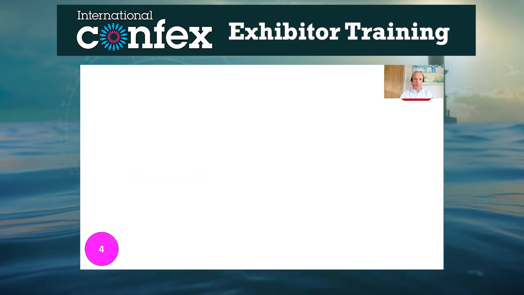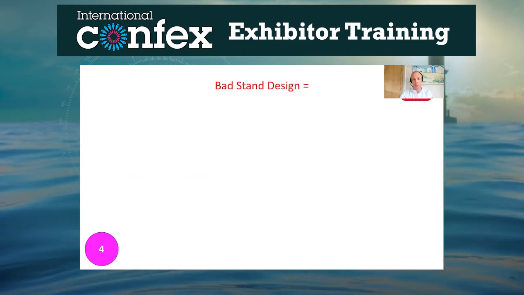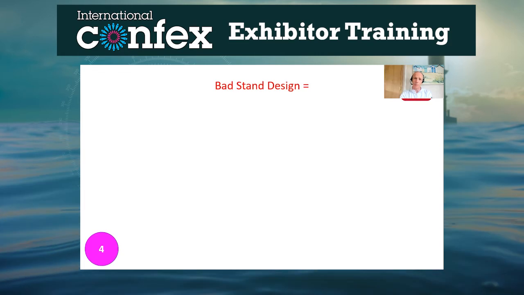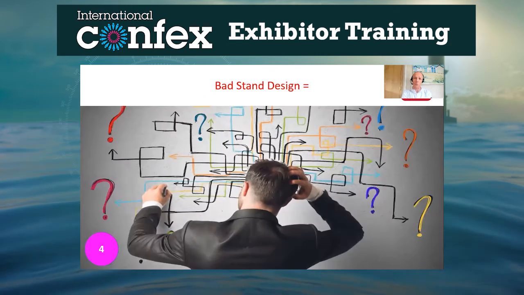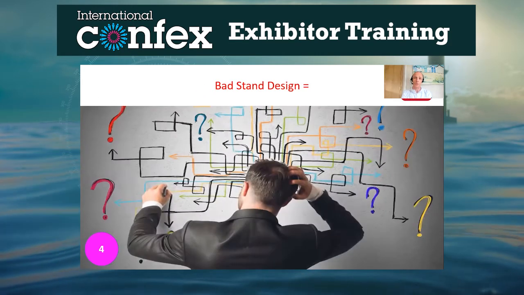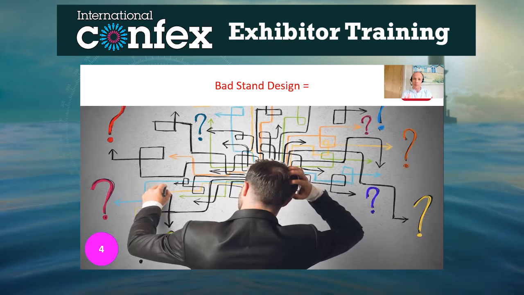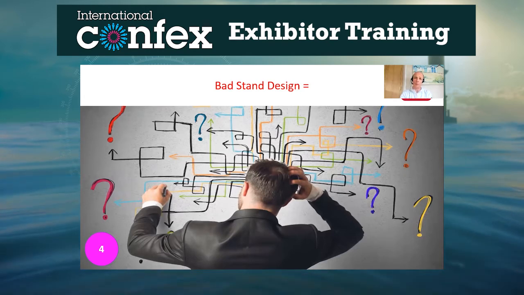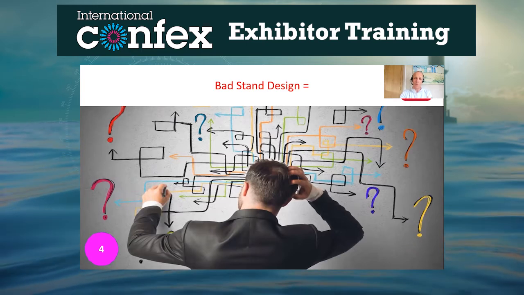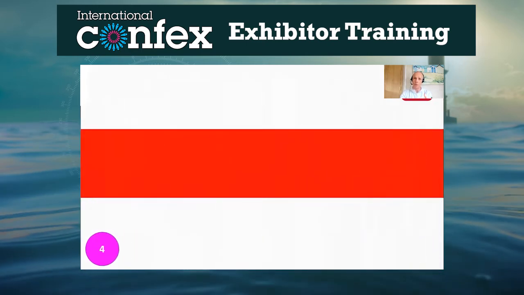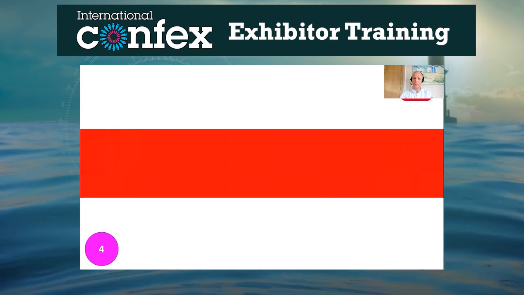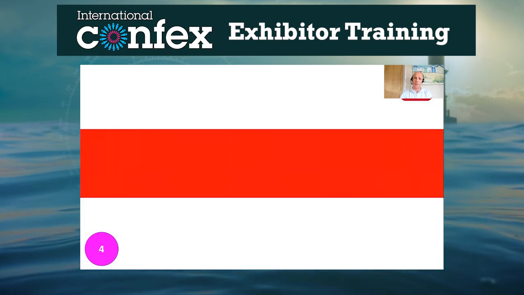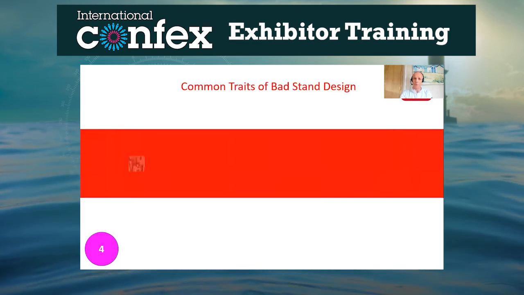Unfortunately, as night follows day, you're going to have bad stand design. And really, bad stand design comes down to one word: complexity, making things too complicated. Now, of course, there are individual areas, but let me give you some examples. When we talk about complex stands, let's look at the traits of what I would call ineffective or bad stand design.